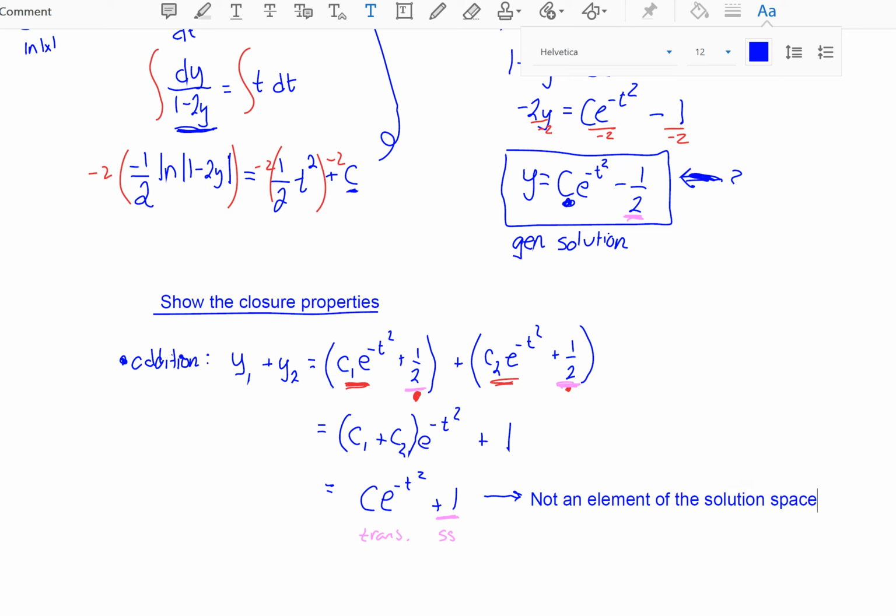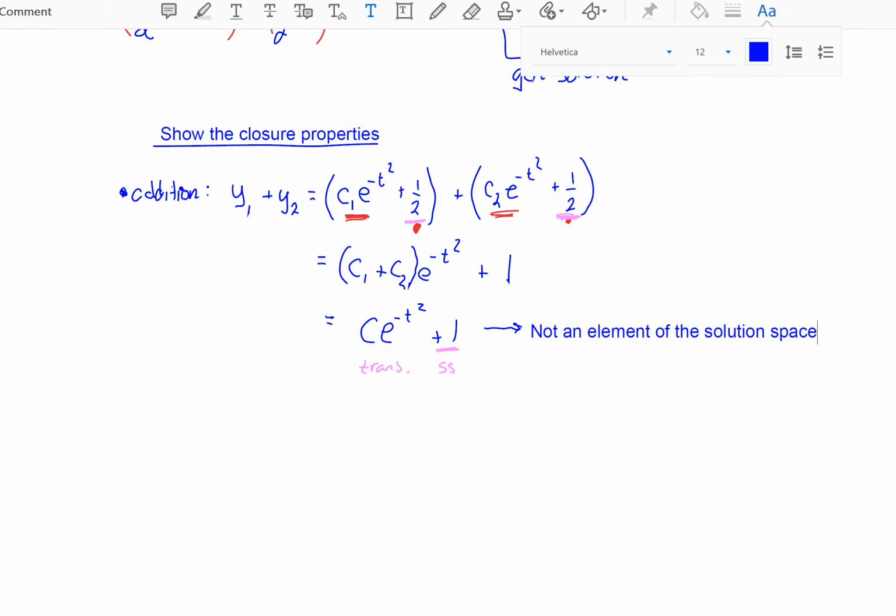If this is not an element of the solution space, we're done. We don't have to check any more requirements. If you fail the closure property of addition, there's no reason to check any of the other properties. However, I like, again, emphasizing the 0 vector as a great one to check.